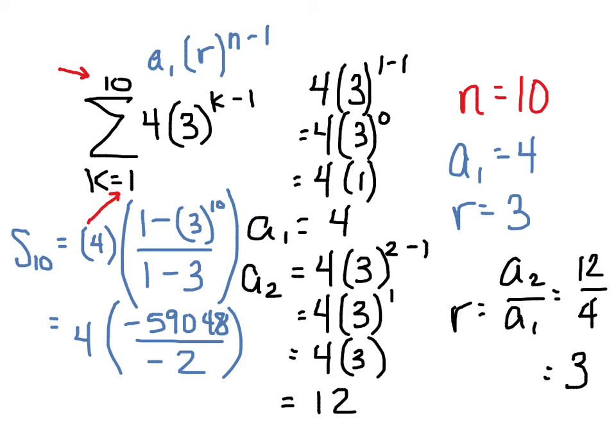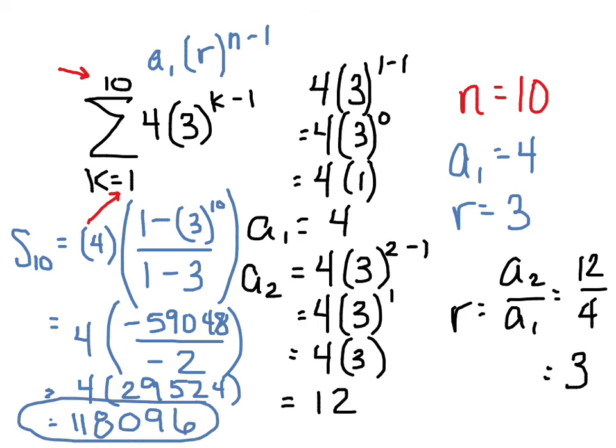So then what you want to do, if you're still doing the order of operations, is take that number and divide it by negative 2. So you end up with 4 times 29,524, and then you multiply it by 4. And you end up with 118,096. And that is your overall answer.